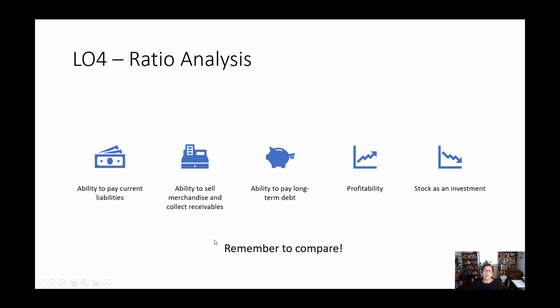All right. Remember always to compare. Again, we have a few benchmarks, but for the most part, make sure you're comparing either to a prior year or to another company or to industry averages.